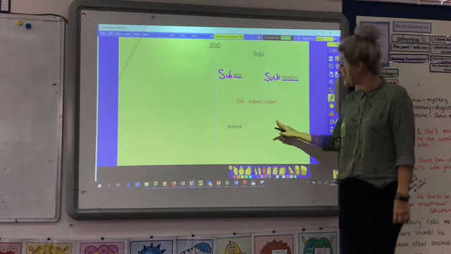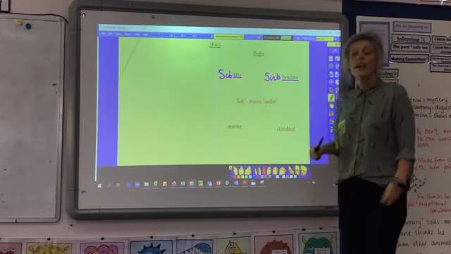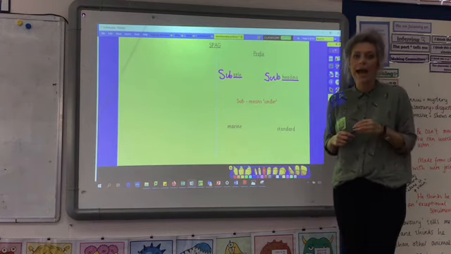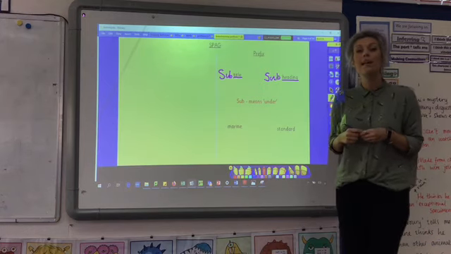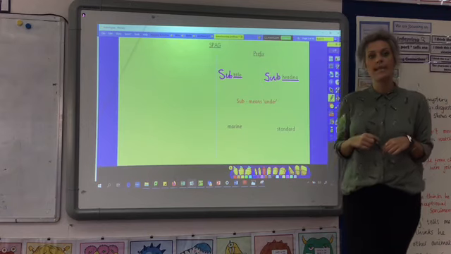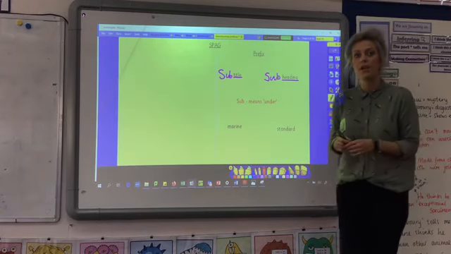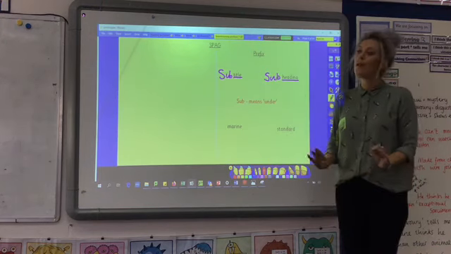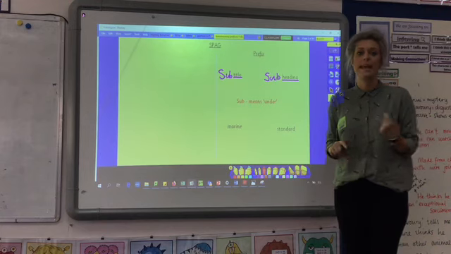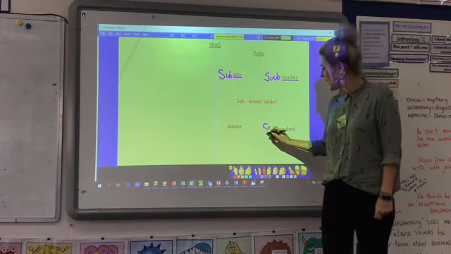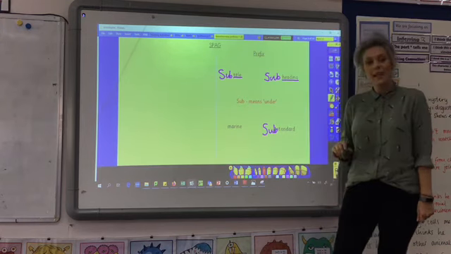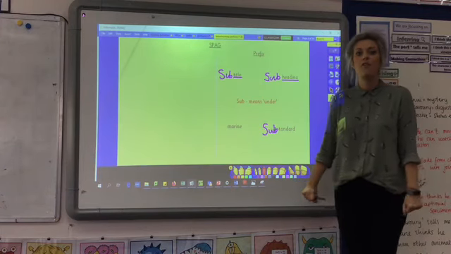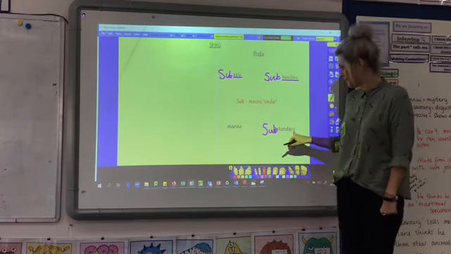Here we have standard, okay? The standard of something is how well it has been done or how well it has been produced. For example, when you do a piece of writing, we expect you to produce a piece of writing at Year 4 standard. However, if you have not tried your best with your piece of writing, it may be that your piece of writing is substandard, or under the standard that we would expect for a Year 4 piece of writing.